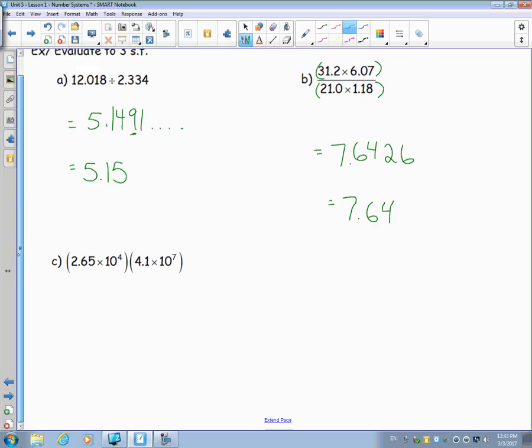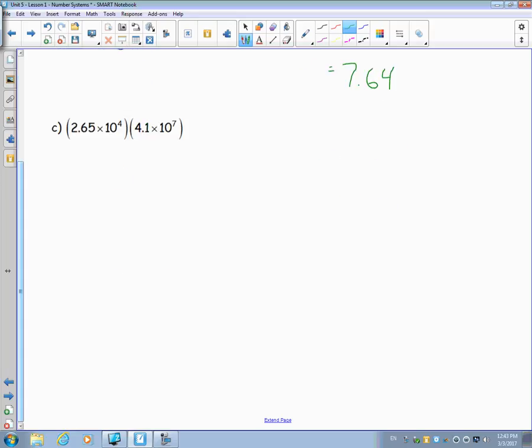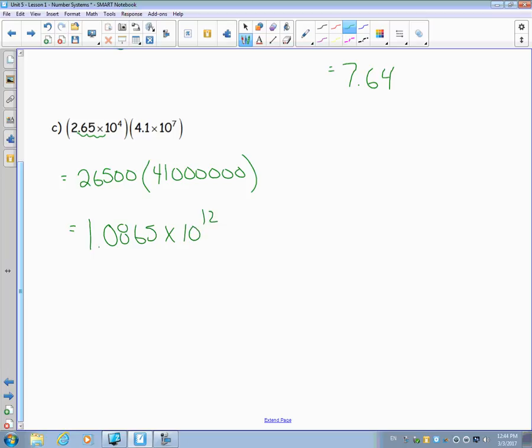I got a scientific notation question. So I can enter in my calculator, if I know how, this in scientific notation, or I can change this to standard form. Okay, 2.65 times 10 to the 4, I move my decimal 4 spots, I add 2 zeros in. 4.1 times 10 to the 7, 1 spot, 2, 3, 4, 5, 6, 7 spots. Put into my calculator, I end up with 1.0865 times 10 to the power of 12. My calculator went to scientific notation automatically.